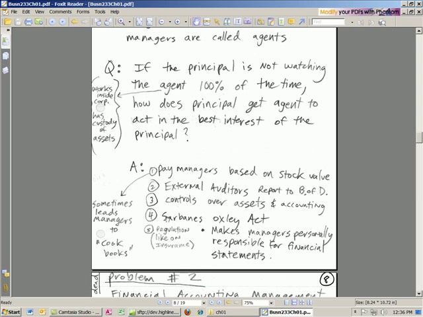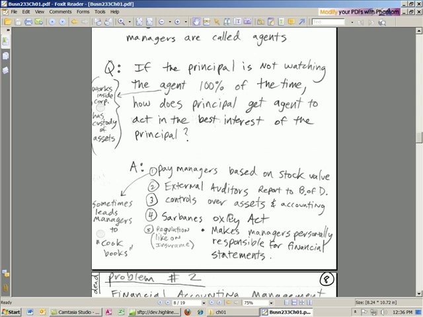Another way we get managers to act in the best interest of the principal, Sarbanes-Oxley Act. A lot of things happened. This was in response to the dot-com bubble, the big one in 2000, 2001, when the stock market went up and then crashed dramatically, mostly all the dot-com companies. And so a couple years later, Sarbanes-Oxley Act came out.